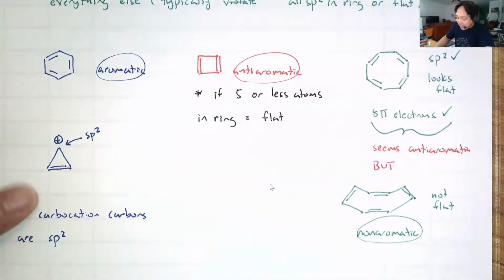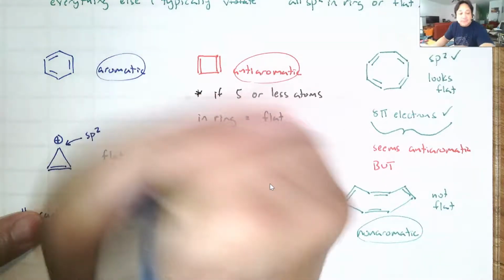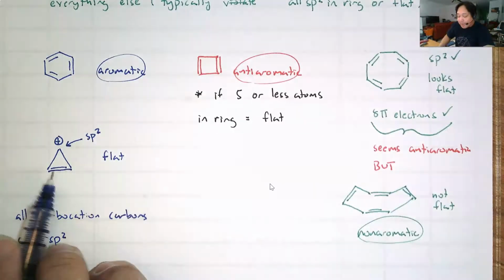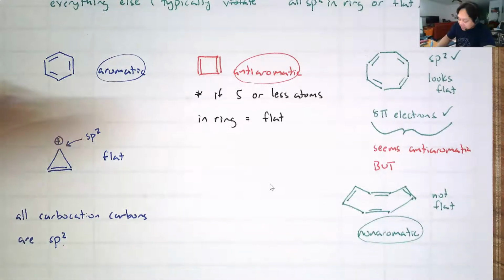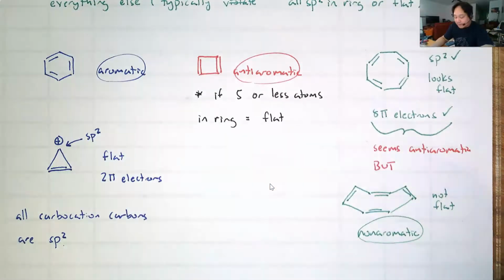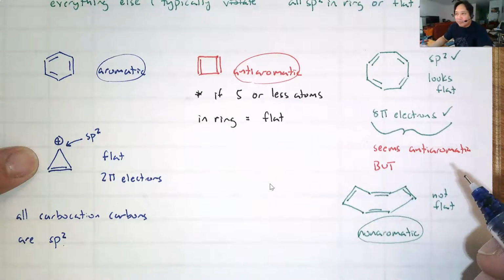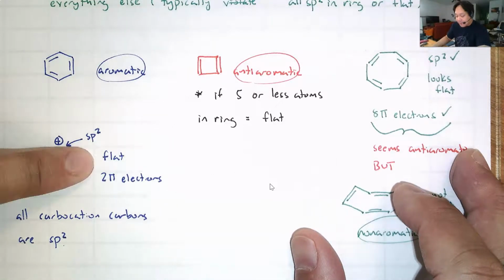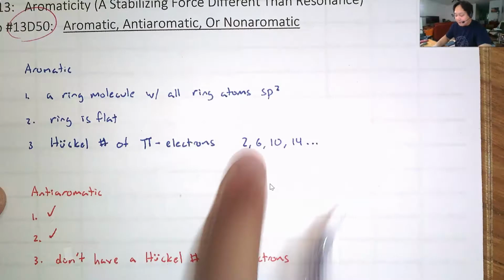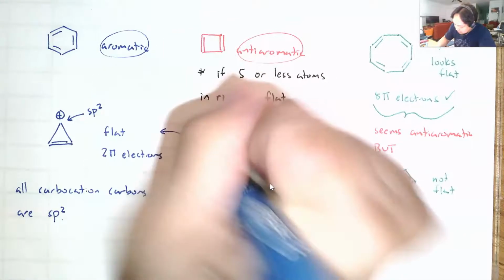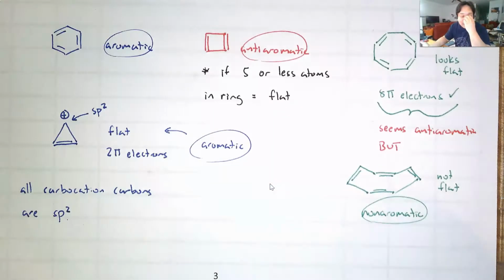What else do we know? It's flat, right? Because it's less than 5 atoms. And how many pi electrons do we have? We have 1 pi bond made up of 2 pi electrons, so there are 2 pi electrons total. Do you see what our conclusion should be for this molecule? This is a cyclopropenyl cation. All atoms are sp2 around the ring, flat, 2 pi electrons. 2 pi electrons fits the Huckel number. This is aromatic. That's our conclusion.